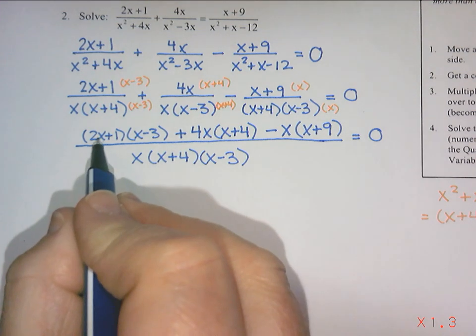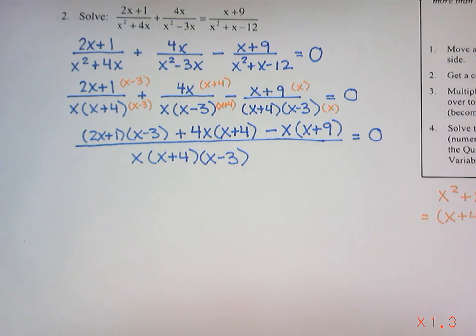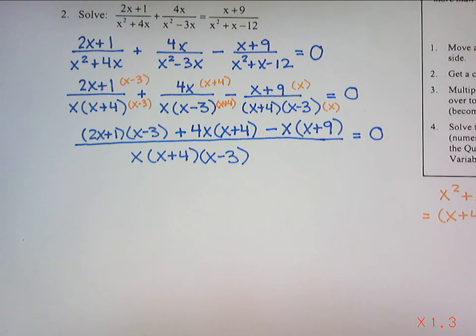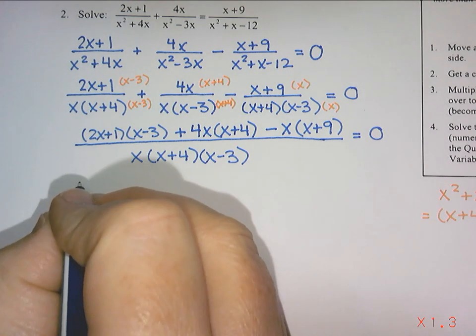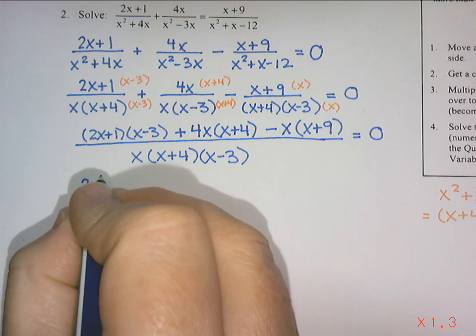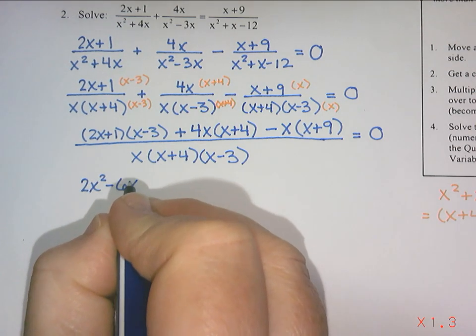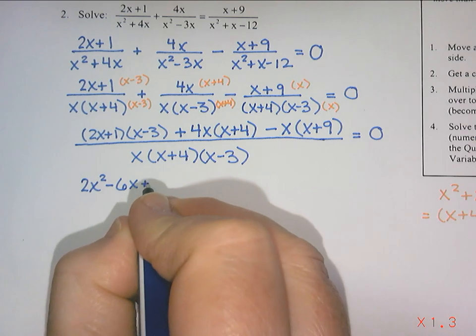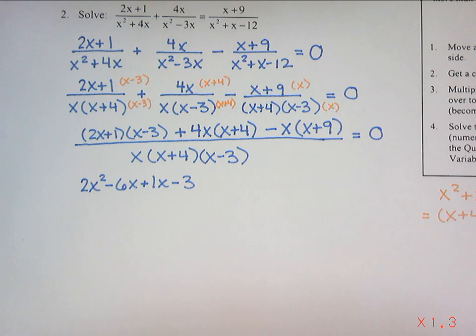So I'm going to distribute or multiply 2x plus 1 by x minus 3. Okay, so 2x times x is 2x squared. 2x times negative 3 is negative 6x. 1 times x is 1x. And 1 times negative 3 is negative 3.